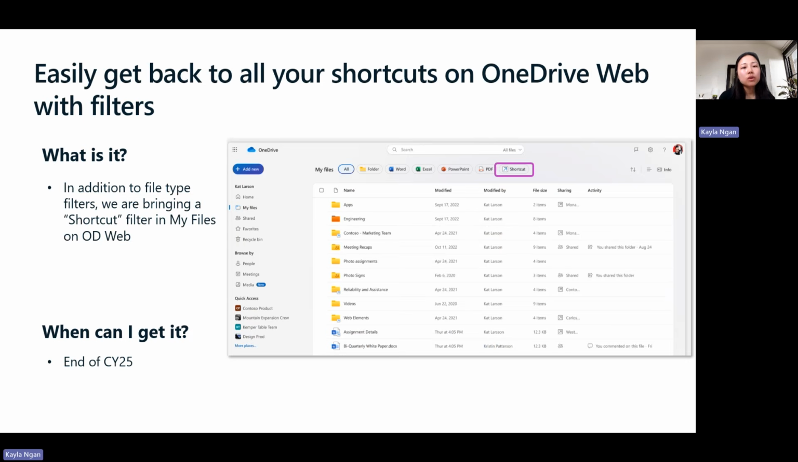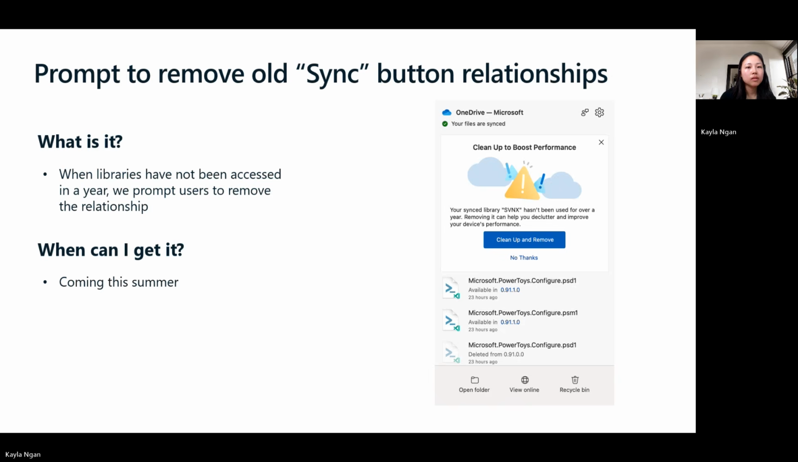We are also going to be adding a shortcut filter in the My Files view in the web, so it's easier to get back to all of your shortcuts more quickly. That will be coming at the end of this calendar year. And then on the desktop, we are going to be adding a prompt to remove old sync relationships. So if these libraries haven't been accessed in a year or more, we will prompt the user in the Activity Center to remove the relationship to declutter and improve performance.